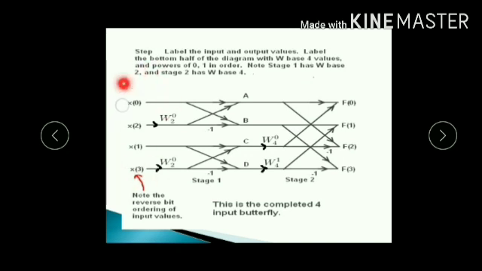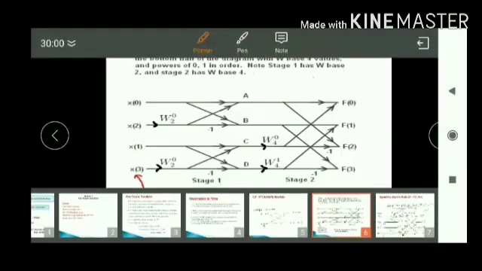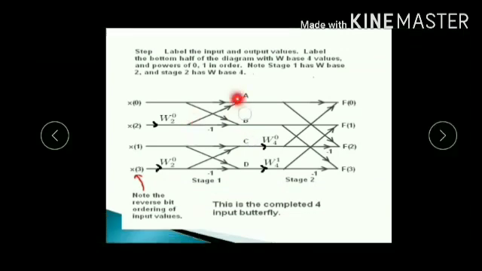This is your x of n value, small x of n value, and which are in bit reverse order: x of 0, x of 2, x of 1, x of 3. Small x of 0 it is. And the output is capital X of 0, X of 1, X of 2, X of 3. They have written it as f, right? So this is according to the butterfly structure. So this is my first structure.